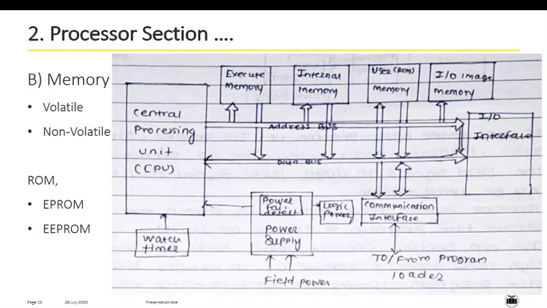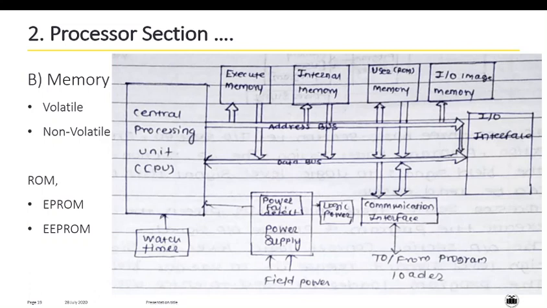Then the second one is your processor. In the processor section, the second part is the memory section. You know that memories are of two types. The first one is volatile memory. What is volatile memory? In volatile memory, the content written in the memory will get erased when the power supply goes off. So the validity of that data is only for the cycle for which your power supply is turned on.